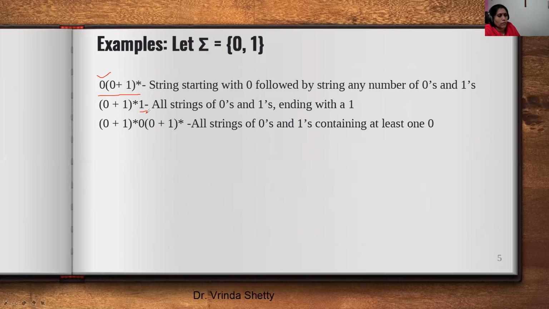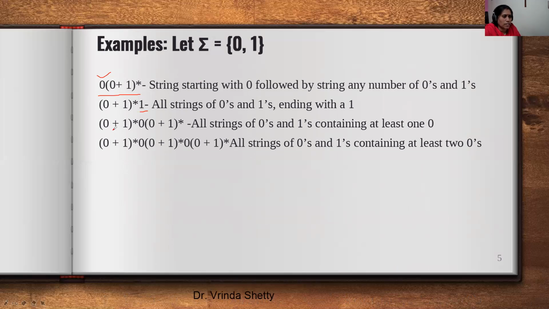Similarly, if we have (0 plus 1) whole star, 0, (0 plus 1) whole star, as we have just seen in the previous example, what does the (0 plus 1) whole star indicate? Any number of zeros and ones. But here the substring 0 should be there, minimum one 0. So that's why it represents all the strings of zeros and ones containing at least one 0.